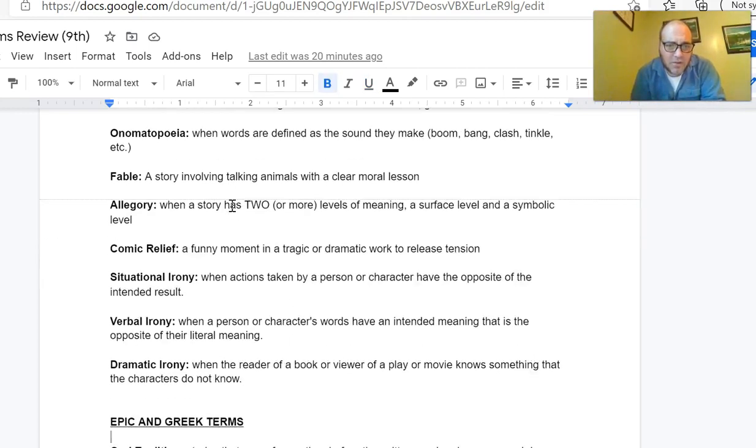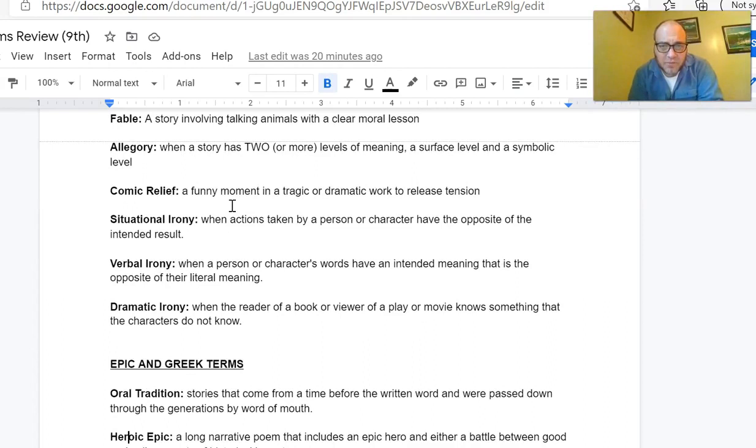A fable is a story involving talking animals with a clear moral lesson. There was a famous Greek that told fables. His name was Aesop, and he told all kinds of fables, but we're not dealing with that here. Allegory is when a story has two or more levels of meaning, a surface level and a symbolic level.